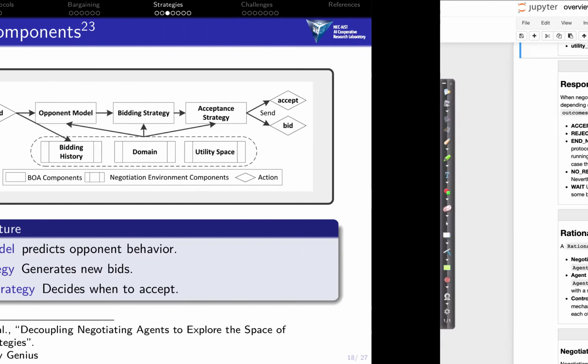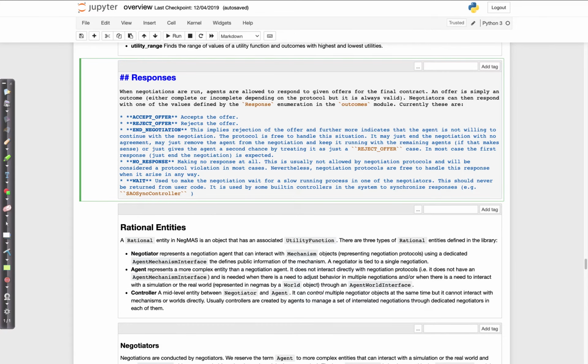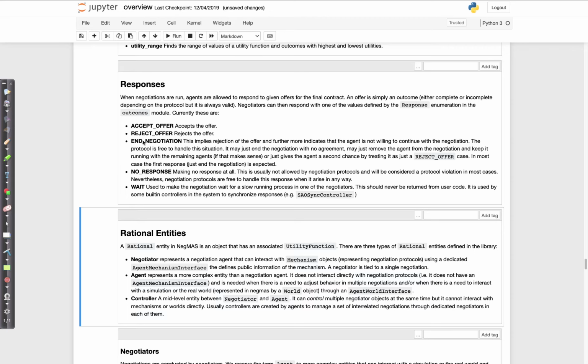So we can now go to our tutorial here and continue it. The first part here speaks about the possible responses that the agent can give when it is asked to respond to an offer. And we said these are accept offer, reject offer, end negotiation. There are some extra responses here we didn't speak about for timing control, but they are not necessary to understand at the beginning. Okay?